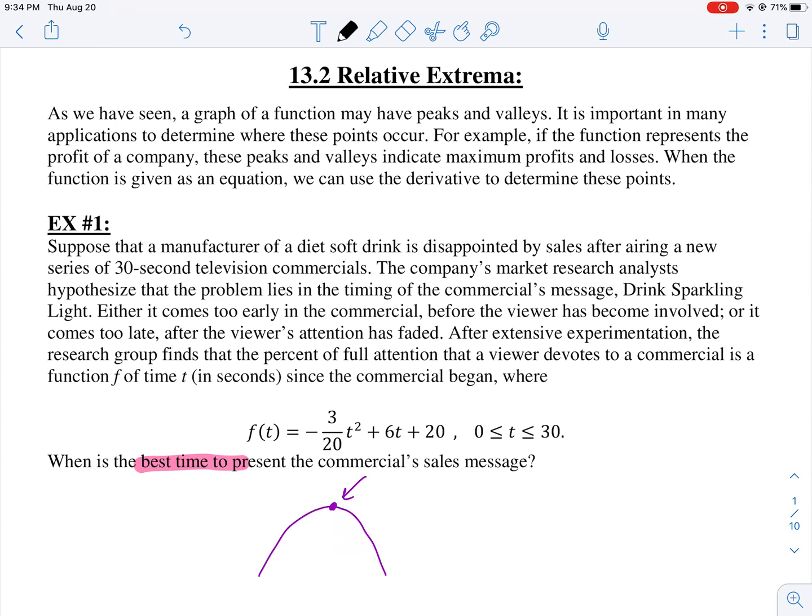Because oftentimes we might come to a problem where we want to find the maximum of something or maybe the minimum of something. Like maybe if you want to maximize your product, what's the maximum profit, or if you want to minimize your cost, you want to find either a maximum or a minimum.